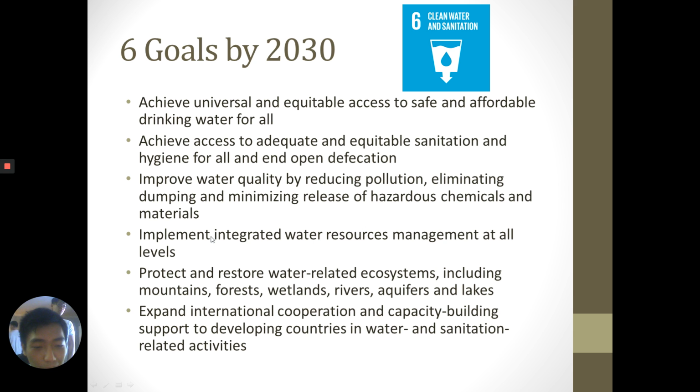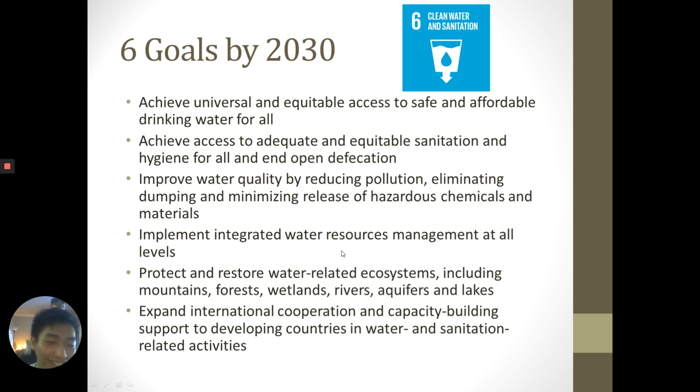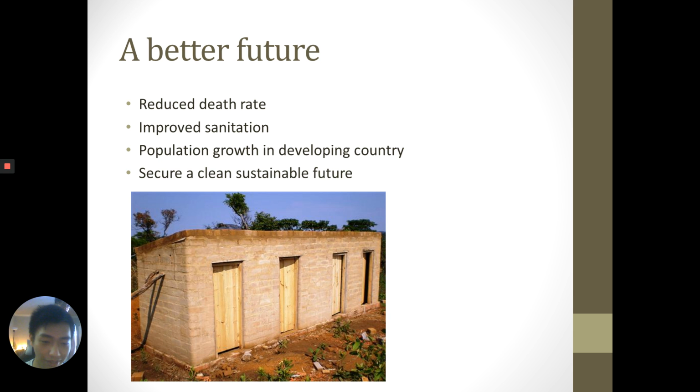The fourth is to implement integrated water resources management at all levels, which is to help developing countries control their clean water better so they can distribute it better. And the fifth way is to protect water-related ecosystems, such as mountains and lakes, which helps with renewable resources. And the sixth way is to expand international cooperation and capacity building support to developing countries, which basically means, again, getting help from first world countries or developed countries.